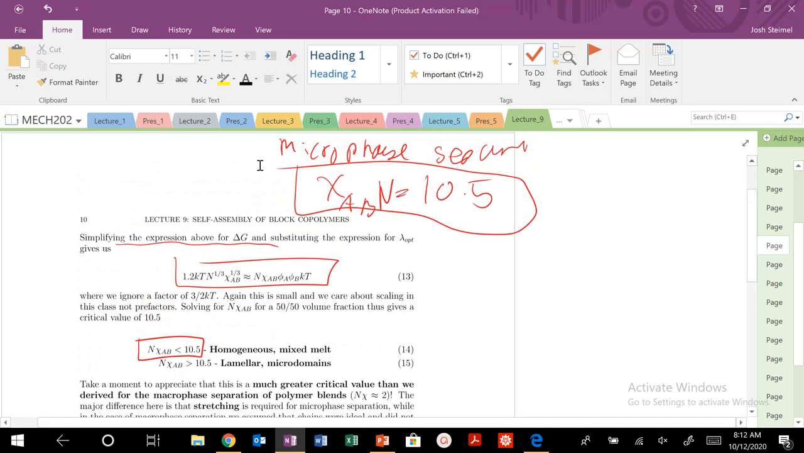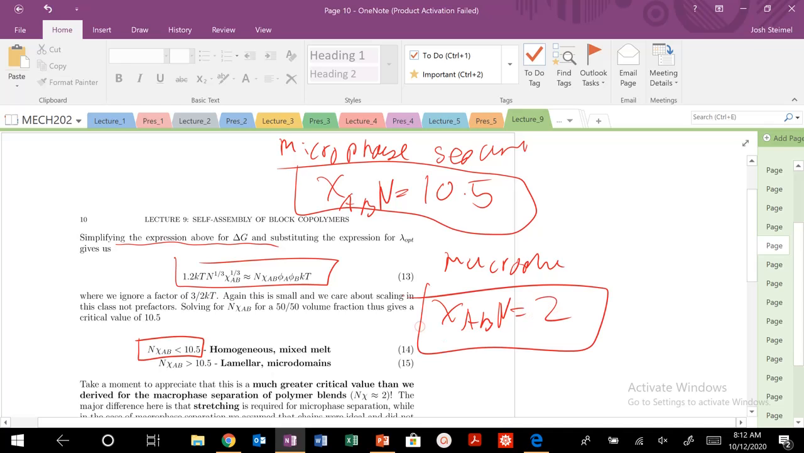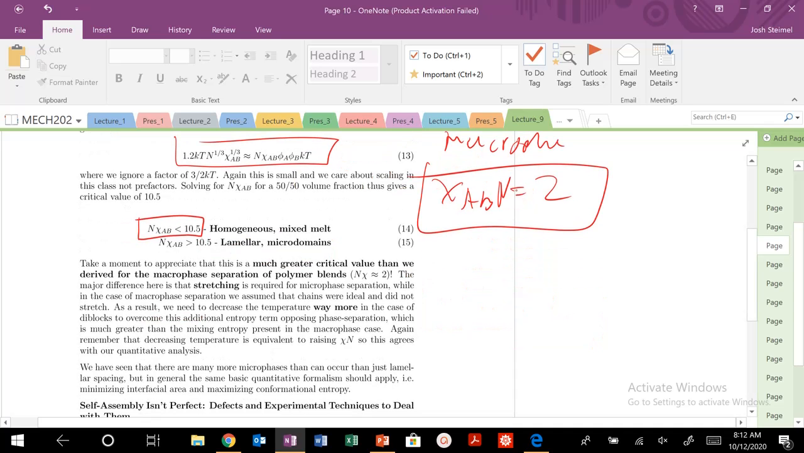Why? What was our critical chi N parameter for macrophase separation for two polymers? Well, go back to lecture 4, chi-AB N, you do some flipping. It was 2. Look at how much higher we have to be in chi-AB N in order to microphase separate. Look at how much greater that is. We're almost half an order of magnitude. It's so much more difficult to microphase separate than to macrophase separate.